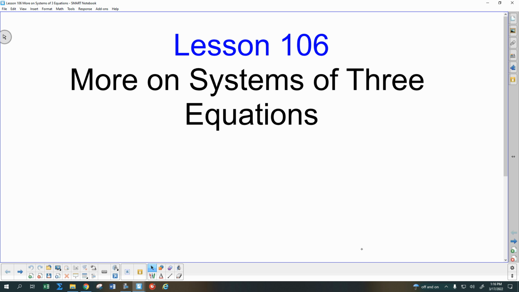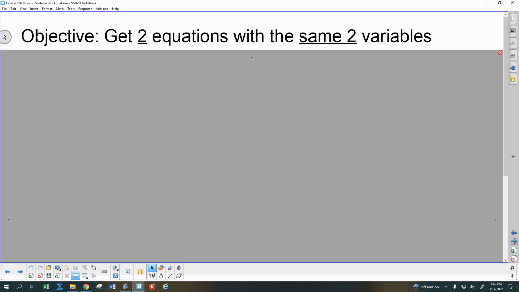Working on more systems of 3 equations and 3 variables, usually x, y, and z. Today we're going to see some that are a special case and just a different little twist of what's happening with those. You do not need to write down what I have on this slide. It should already be in your notes.